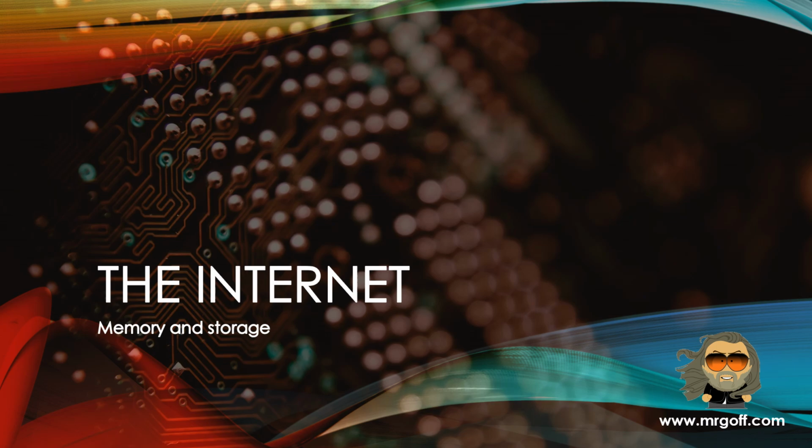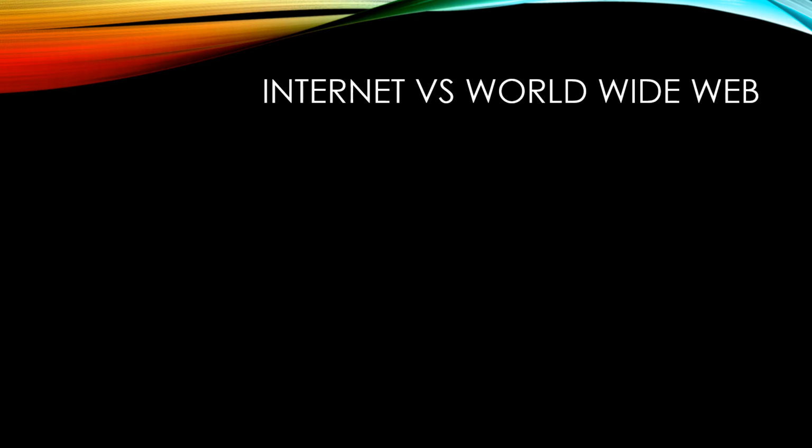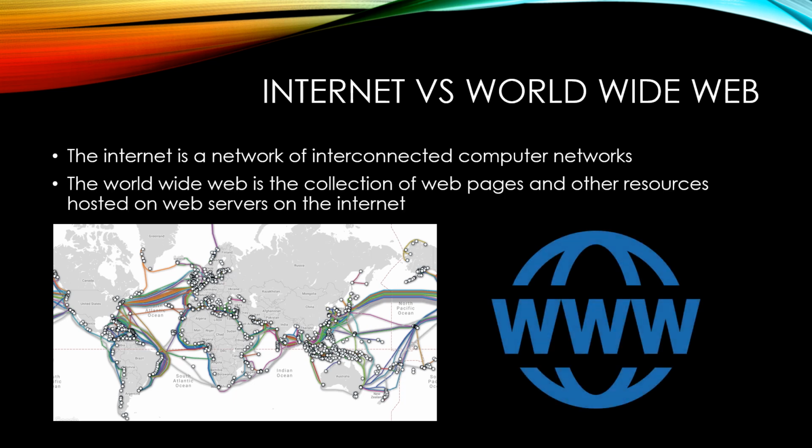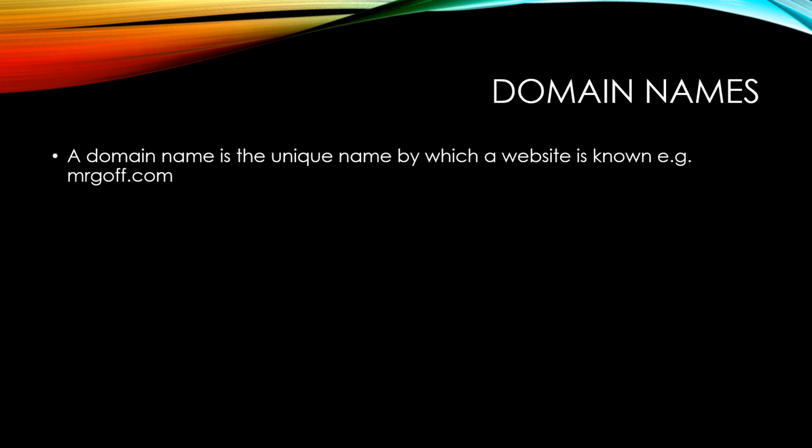This video will focus on the Internet. The Internet is a network of interconnected computer networks that spans the globe. The World Wide Web is the collection of web pages and other resources hosted on web servers and accessible via the Internet. A domain name is the unique name by which a website is known. For example, my website is called MrGoff.com.